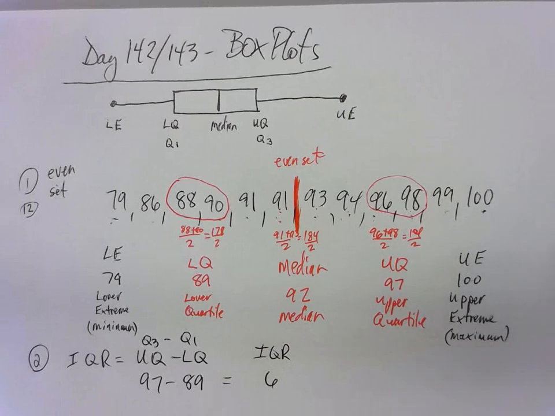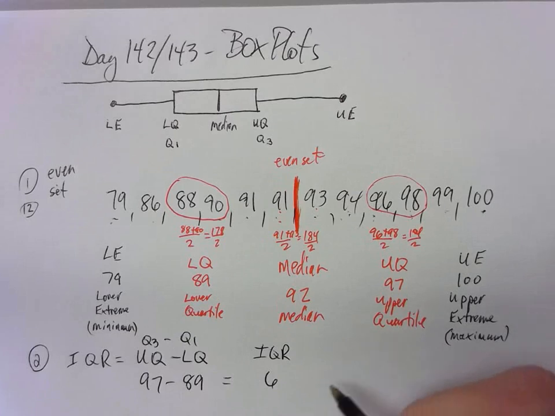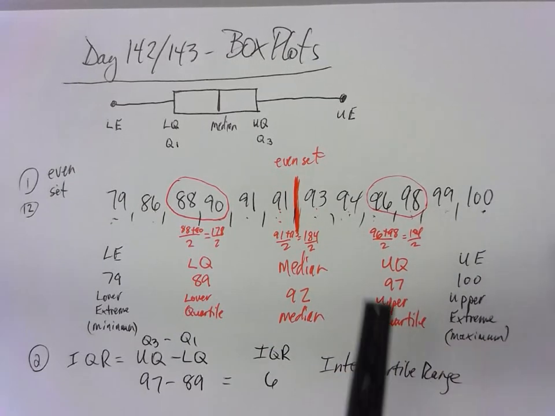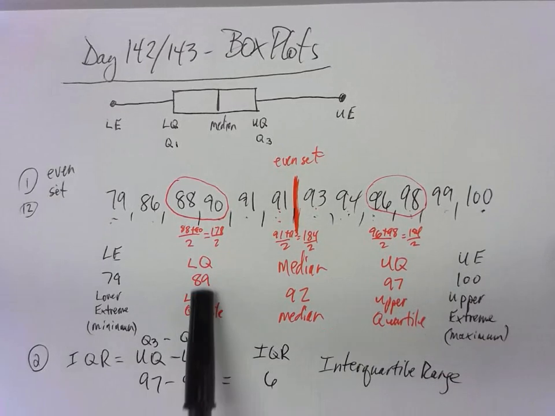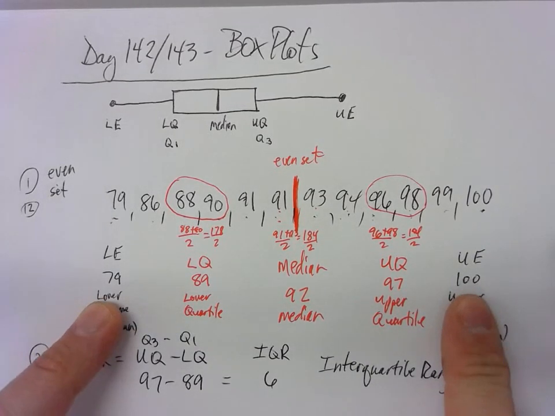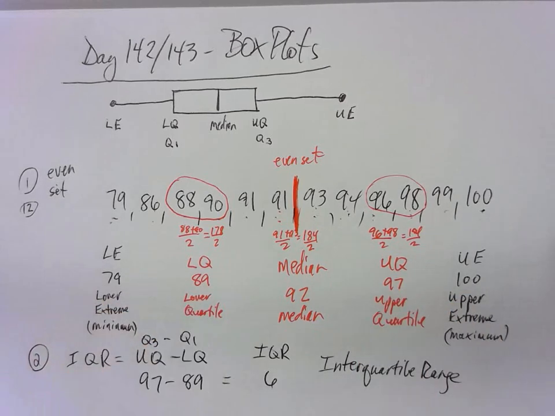And that is when you subtract the 2 quartiles: upper quartile minus lower quartile. Again, that's called interquartile range. You can see that on the paper if you want to, but I'll spell it down here for you. Interquartile range. And that just means you take the 2 quartile numbers that you just got and subtract them. If you were doing normal regular old range, you would do 100 minus 79. But when you do interquartile range, you take these right here and subtract them.